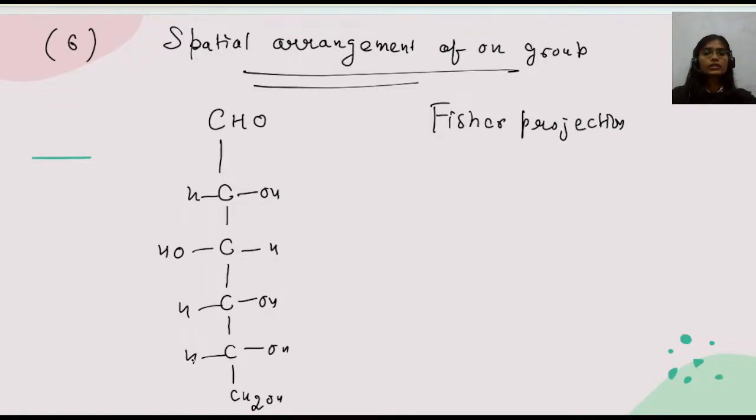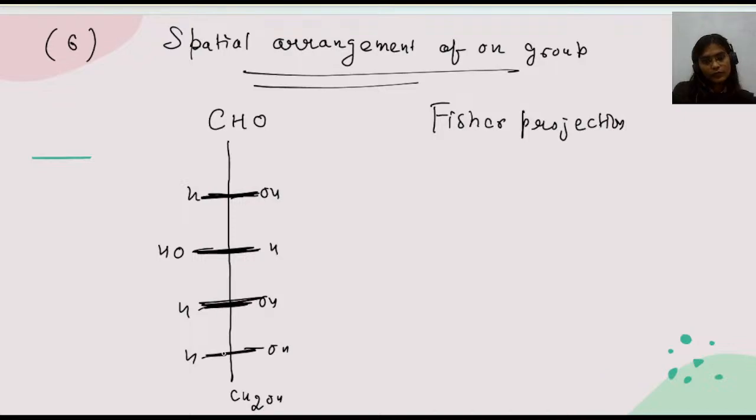This is just for understanding only. In the Fischer projection, we are actually not using a carbon symbol for the representation. What I want to tell you here is that instead of using the carbon, we just use a single straight line. It is totally understood that the carbon is present in between. So this is actually the Fischer projection.